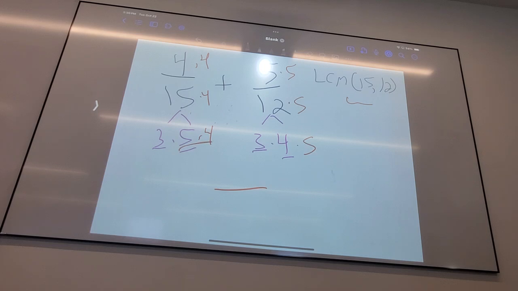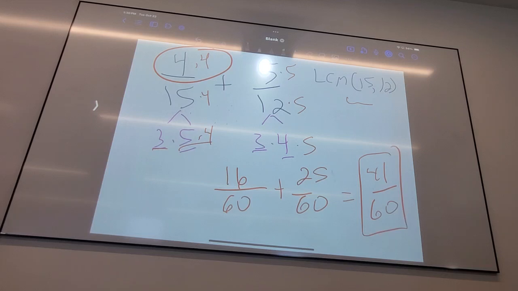What's 4 times 5? Yeah, 20. Times 3? 60. So I get 16 60ths, yes? Plus 25 60ths, and now it's just like terms. If I have 16 things plus 25 things, I have 41 things. Feel pretty good that doesn't reduce.